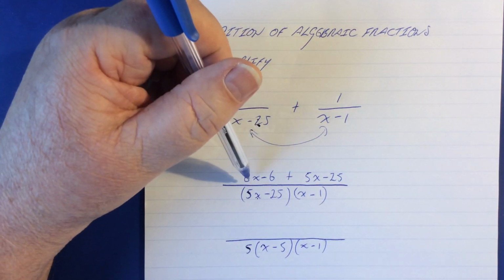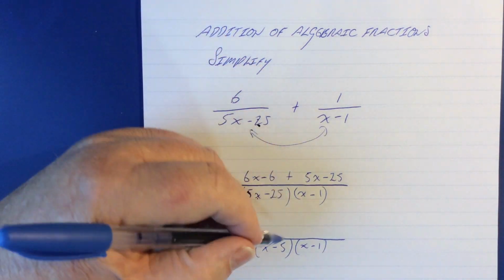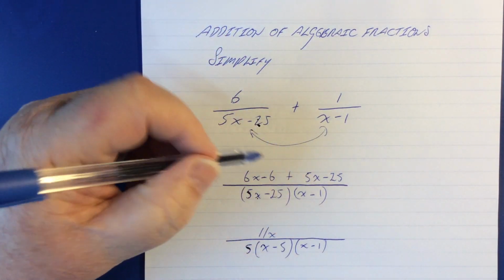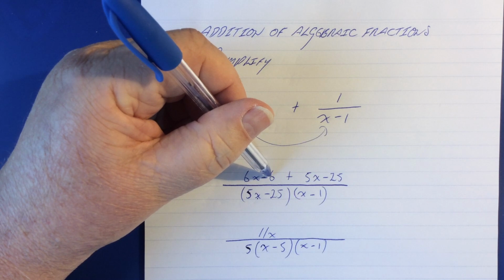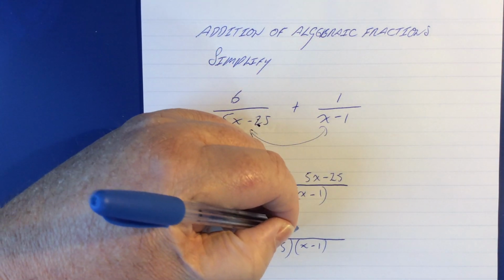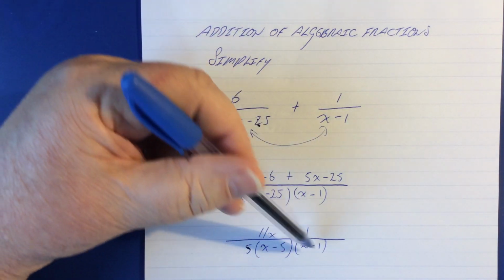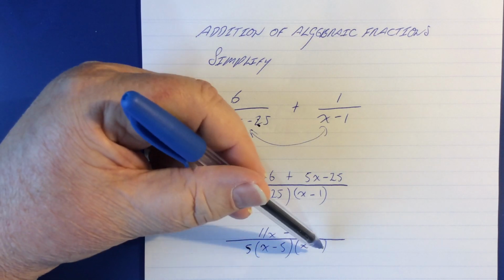So now we need to sort out the numerator. What we've got is 6x and 5x, which gives us 11x. We can add those because they're like terms. Negative 6 plus negative 25 gives us negative 31. Now, I think this is a perfectly acceptable answer.